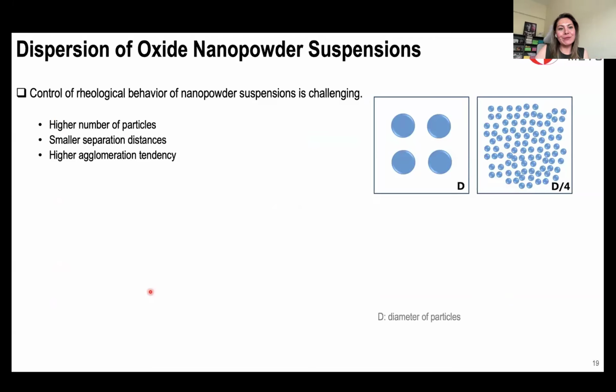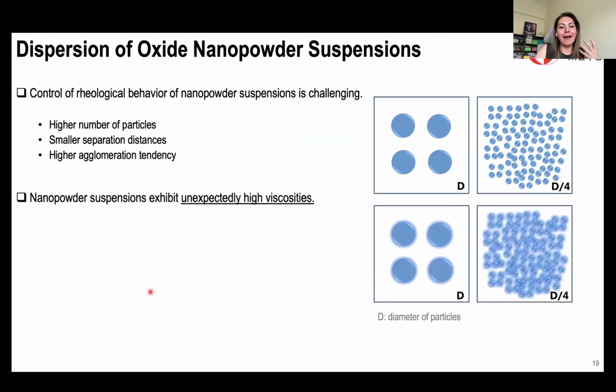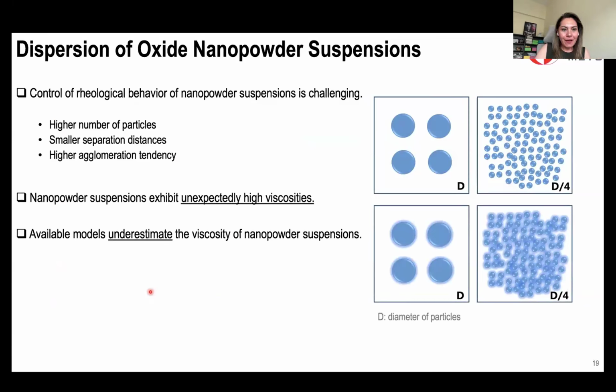Back then, my aim was to understand why the viscosity of the nanopowder suspensions is unexpectedly high. We expect that if we have smaller particles, there's going to be this crowdedness effect, and the particles will interact with each other more. However, even though we included all of those effects, we still couldn't estimate the viscosities correctly.